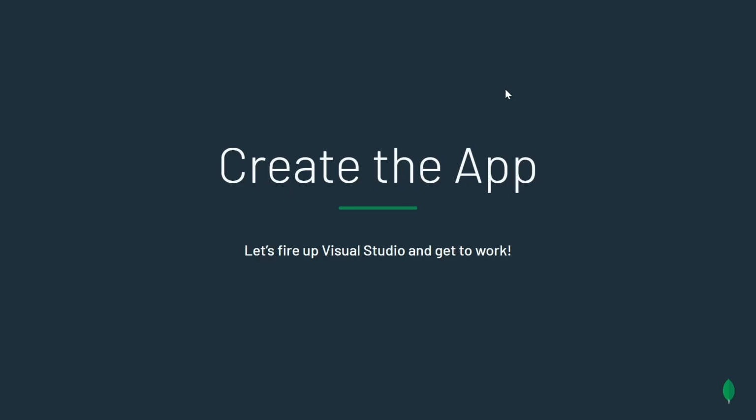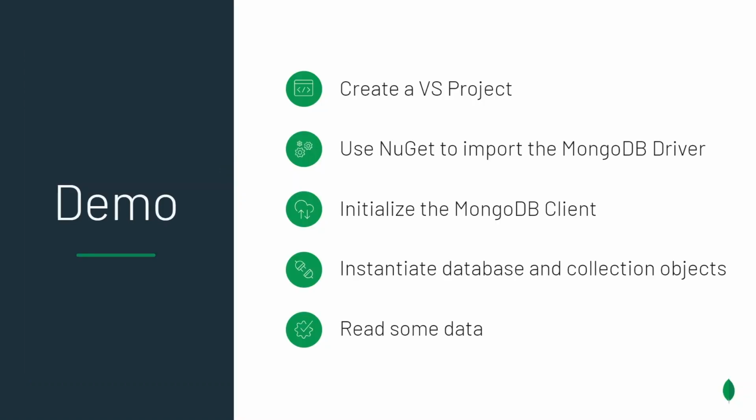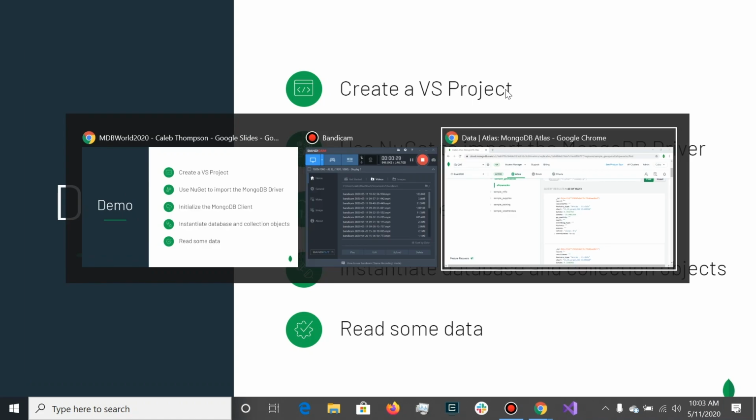Okay, now that we have a data store we can play with, let's go ahead and switch to Visual Studio and get to work on building an app. We're going to create a new ASP.NET Core web app. We're going to use NuGet to import the MongoDB driver. We'll initialize the MongoDB client. We'll instantiate a database and collection object, and then we'll read some data. Let's go ahead and switch over to Visual Studio.